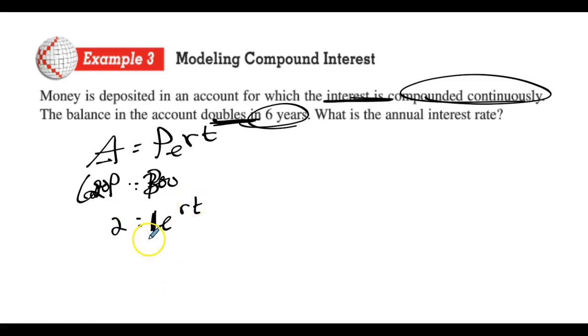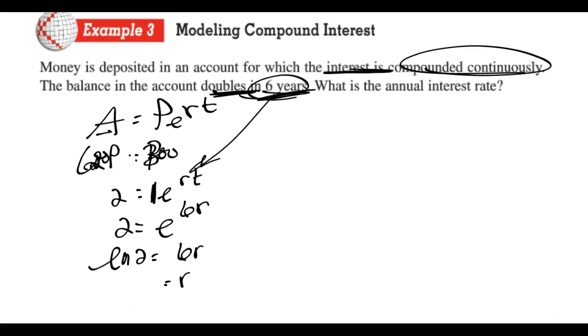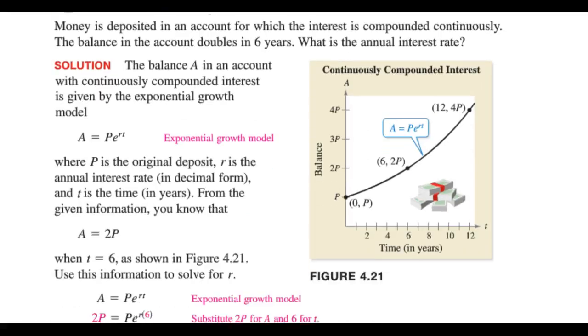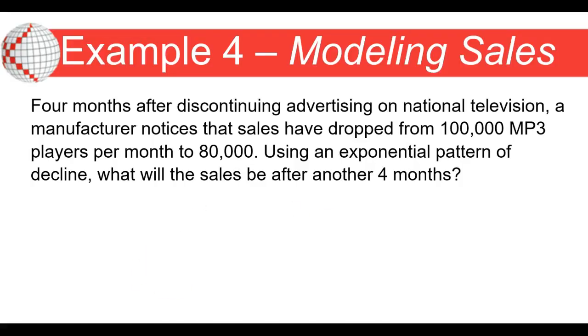So let's go ahead and solve by letting time be 6. So 2 equals e to the 6r, and if you ln both sides and divide through by 6, there's my rate, which is the ln of 2 divided by 6. It's close to 0.1155, or about 11.55%, which I think is all they asked for. What's the annual rate? And the author has the same solution.